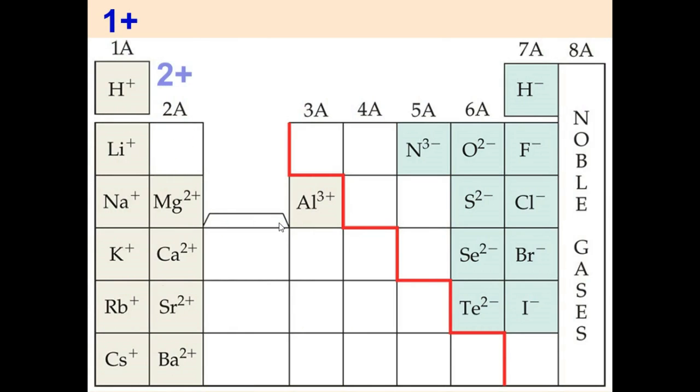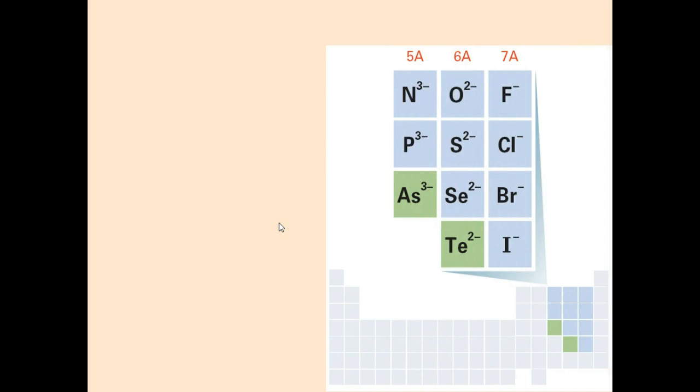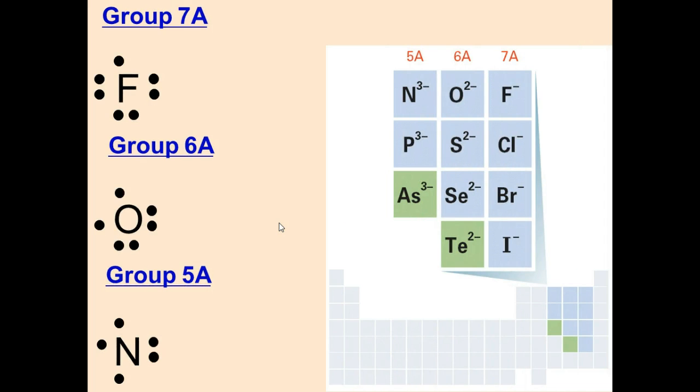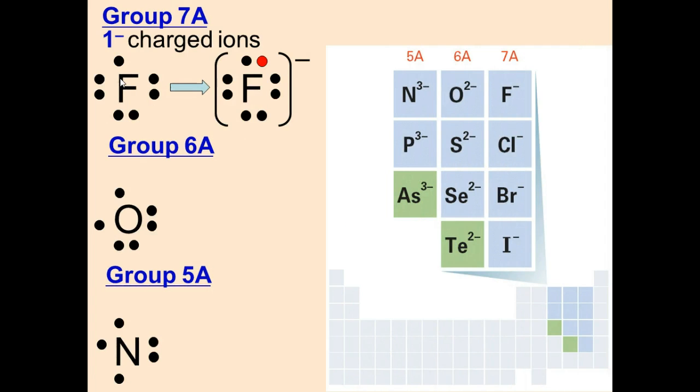Group 1 is a +1 charge, group 2 is a +2 charge, and group 3 is a +3 charge. And now we're going to the right side of the periodic table, and we have group 7, group 6, and group 5. So in order, if you have 7 valence electrons, if you want to get 8, you can gain 1. And if you gain 1 electron, you'll have a -1 charge because you gained 1 extra negative particle.